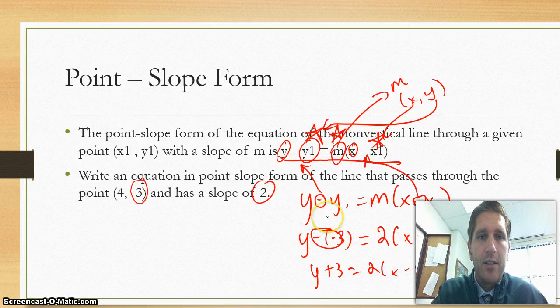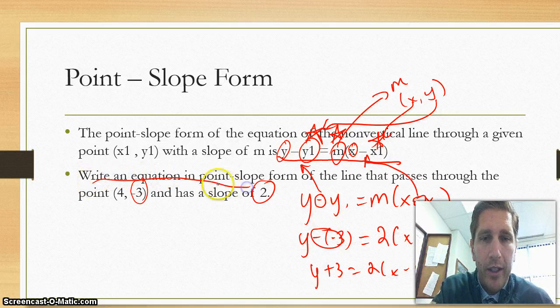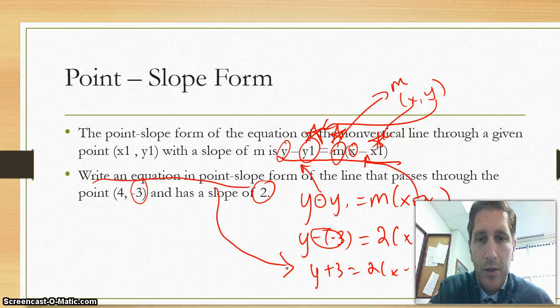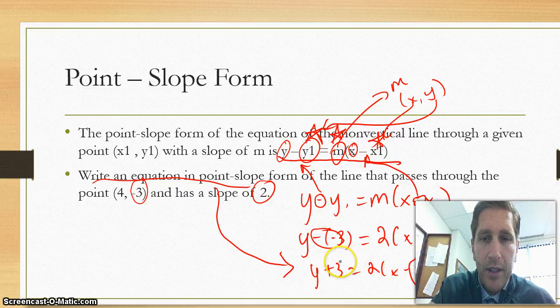And all this asks us to do is write an equation in point-slope form. And that's what it is right there: y plus 3 equals 2 parentheses x minus 4. Okay, so it's very important that you notice the signs. Watch these signs, because on the next problem that we work on, we're going to have to work a little bit backwards from this right here. So it's very important that you notice the signs and the value of this number right here.